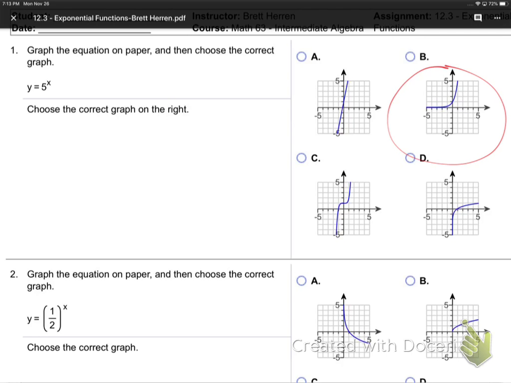Good enough. If you go into more advanced math, like pre-calculus, we go into a lot more detail about why it's flattening out. That's called an asymptote line, and all kinds of other stuff.